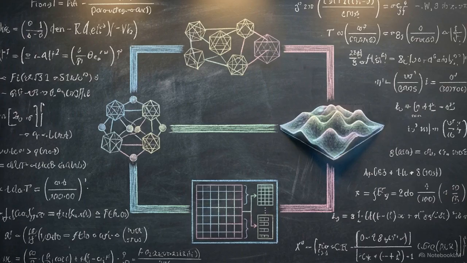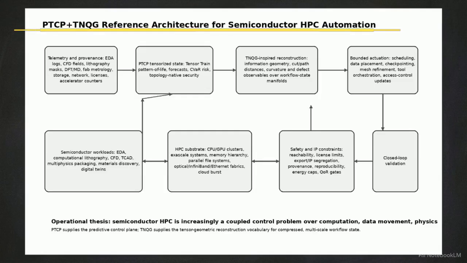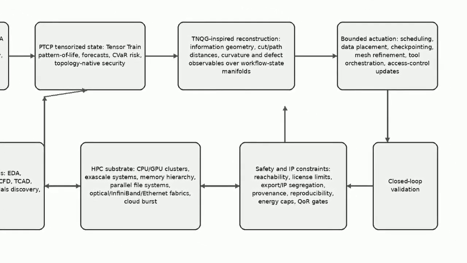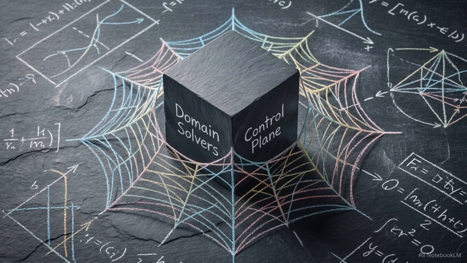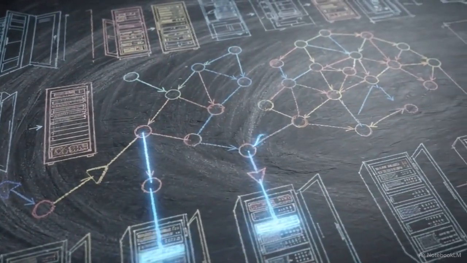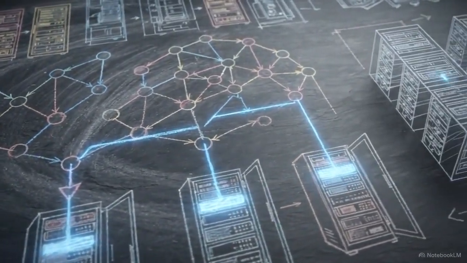Bringing all these mathematical and geometric components together reveals the complete operational system structure. This diagram outlines the full PTCP plus TNQG reference architecture. It relies on a continuous feedback loop, ingesting raw telemetry, compressing it via PTCP, reconstructing the geometry via TNQG, and applying bounded actuation back to the HPC substrate. It is crucial to define the operational boundary here. This architecture does not replace rigorous domain solvers, like Maxwell equations or density functional theory. There is a strict separation of duties. Domain solvers compute the physics, while this control plane acts as the meta layer orchestrating their network interactions.